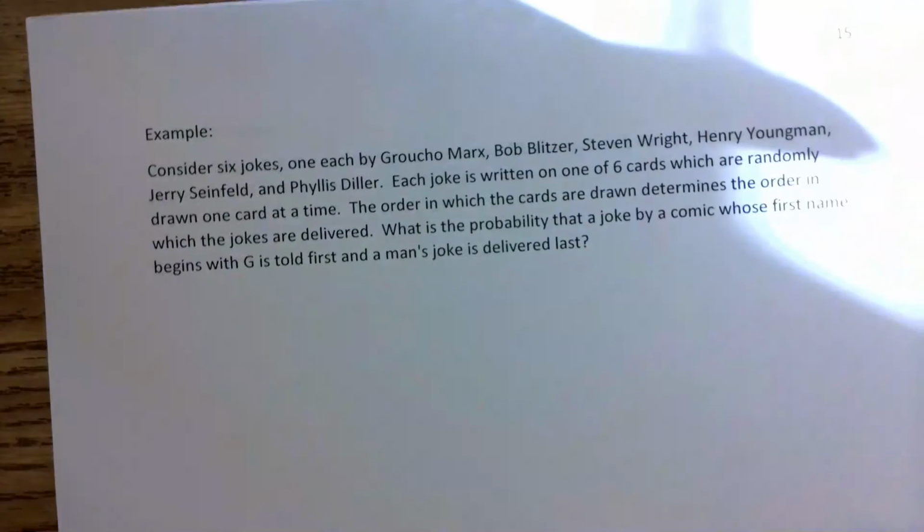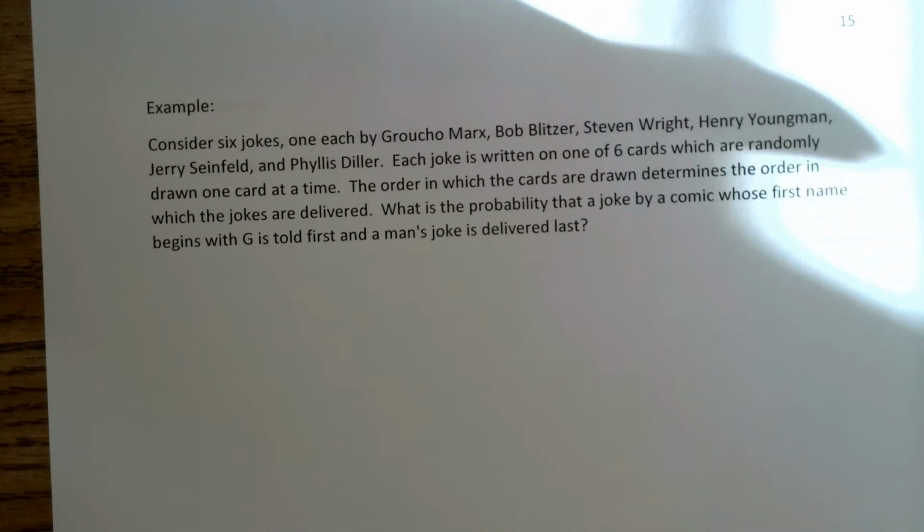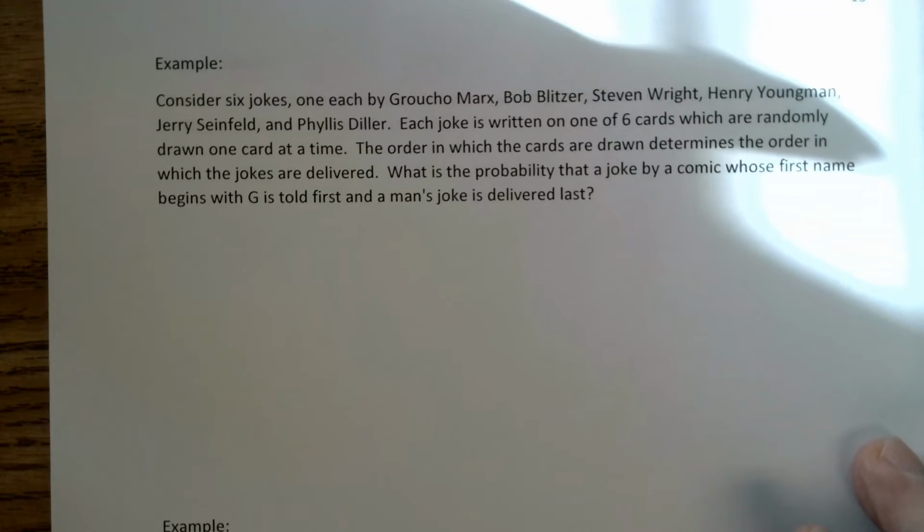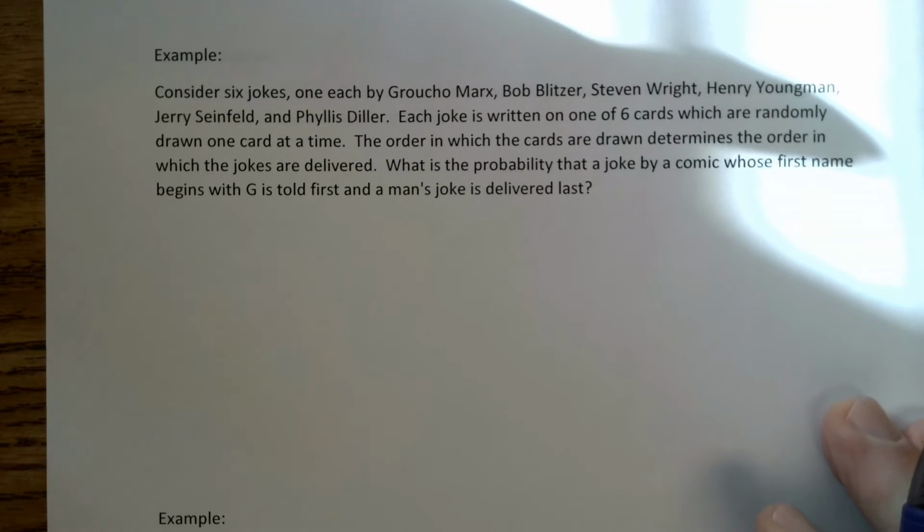All right. 6 jokes, 1 each by Groucho Marx, Bob Blitzer, Stephen Wright, Henry Youngman, Jerry Seinfeld, and Phyllis Diller. The order in which the cards are drawn determines the order in which the jokes are delivered. What is the probability that a joke by a comic whose first name begins with G is told first, and a man's joke is delivered last? Wait, they're not all men. Phyllis Diller is a woman.